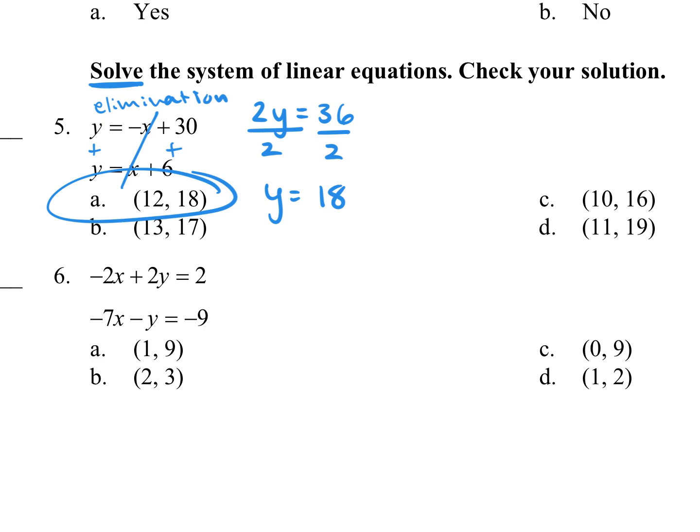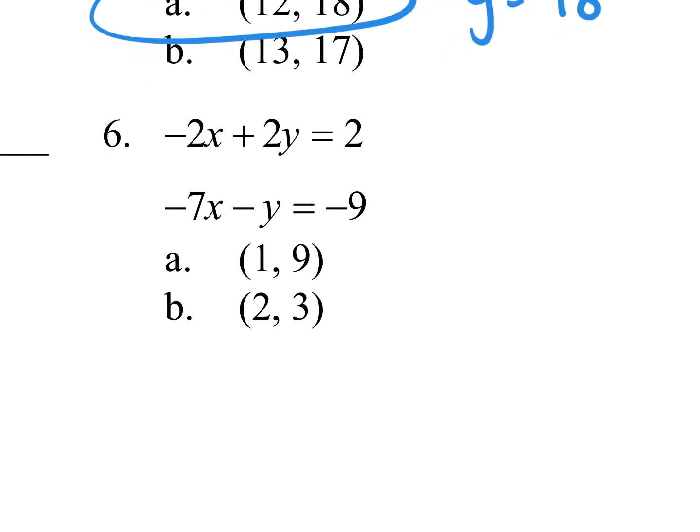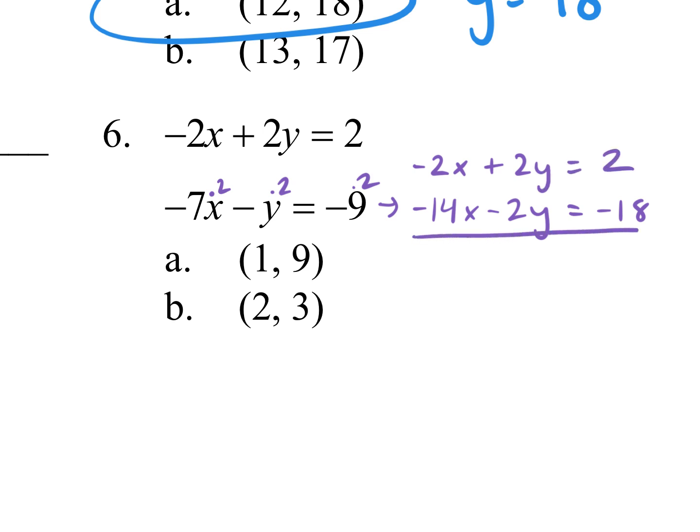What about for number 6? Here, we don't have the same number but opposites yet, so we have to multiply to make it the same number but opposite. So I can multiply everything in the second equation by 2. That way my y's will then be the same but opposites. So my new second equation is negative 14x minus 2y is equal to negative 18. We can combine that with the first, which is negative 2x plus 2y is equal to 2. Are the y's the same but opposites now?